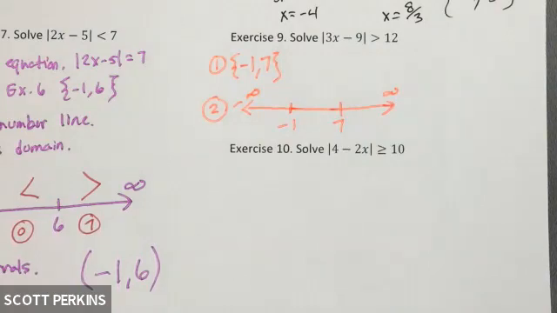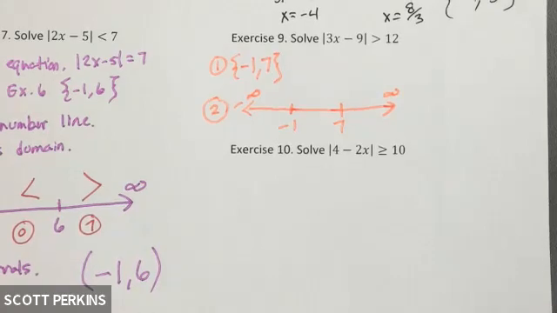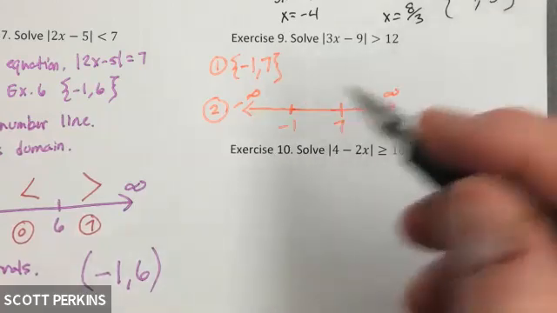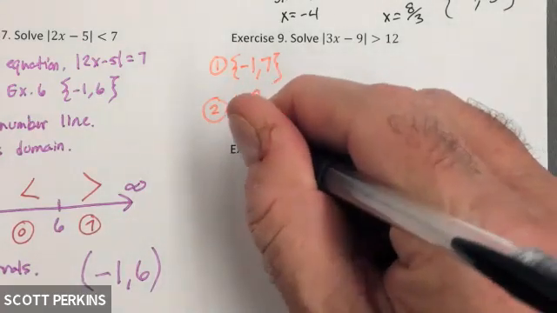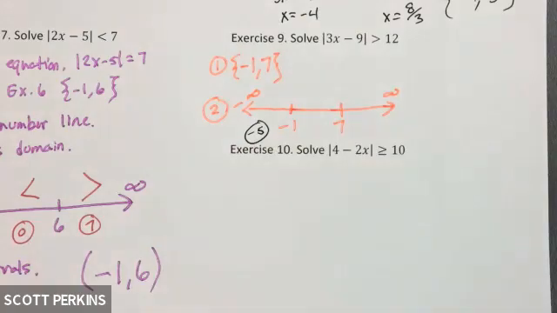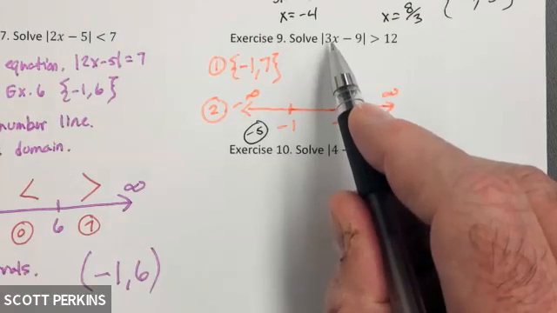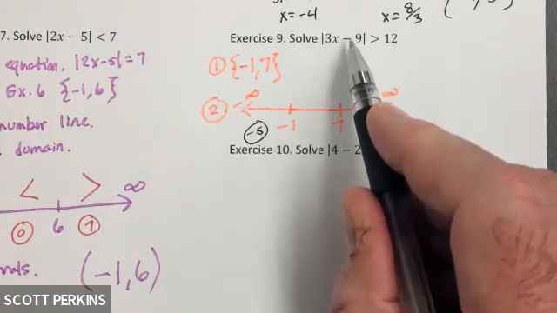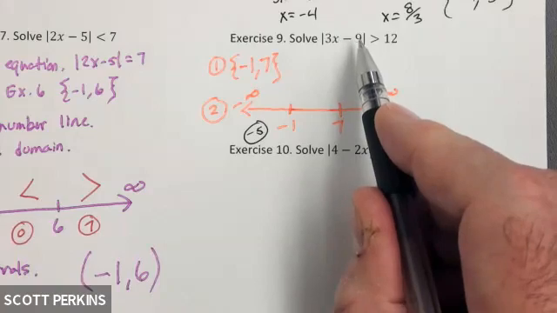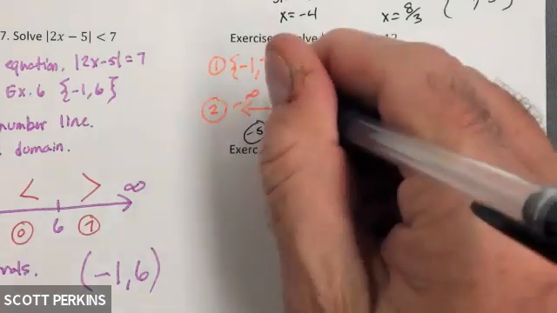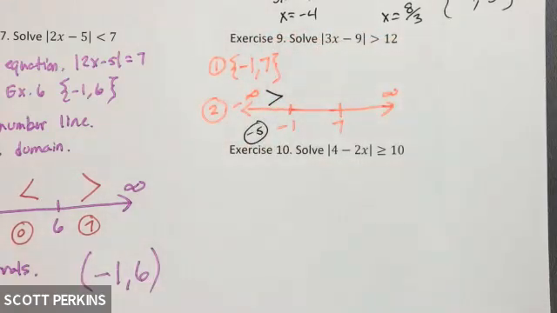So it does not matter what value you picked in each of these intervals. We should all come to the same conclusion. So if you get a different conclusion from me, let's talk about that. So if I put in, let's say -5 from negative infinity to -1, 3 times -5 is -15. -15 minus 9 is -24. The absolute value of that is +24, which is bigger than 12.